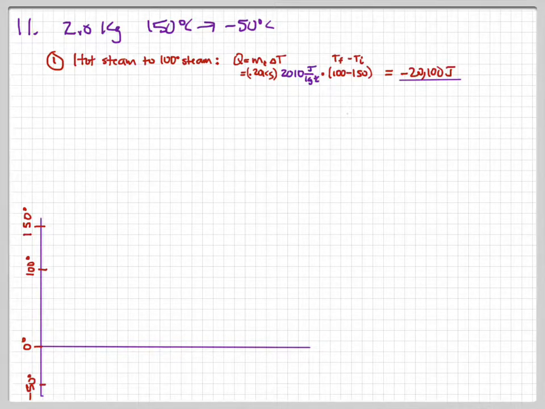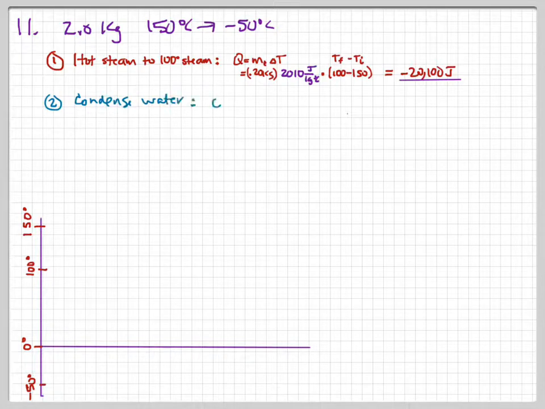Now I'm not going to do my graph until I have all of my numbers and I get a sense of how big my graph has to be. So I'm just going to collect all these values and then we'll graph it at the end. Okay, so the next step, now we've got 100 degree steam. We want to cool it, we want to condense it, turn it from steam into liquid water. And so that's the next phase. So we're going to condense.